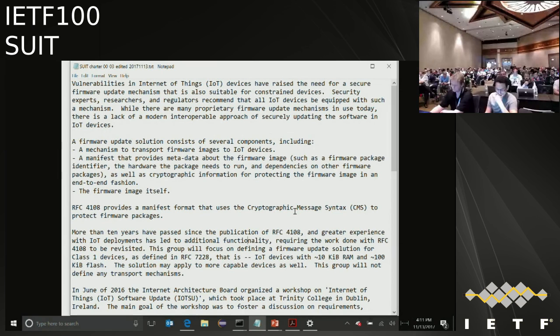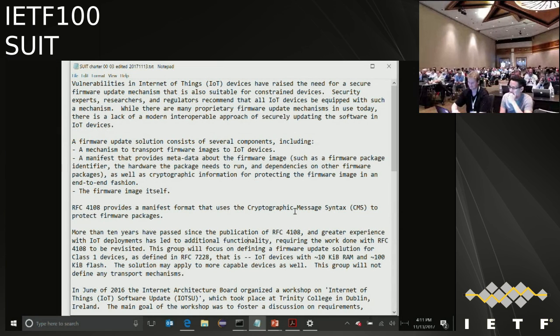So the charter says: vulnerabilities in Internet of Things devices have raised the need for a secure firmware update mechanism that is also suitable for constrained devices. Security experts, researchers, and regulators recommend that all IoT devices be equipped with such a mechanism. While there are many proprietary firmware update mechanisms in use today, there is a lack of a modern interoperable approach to securely updating the software in IoT devices.